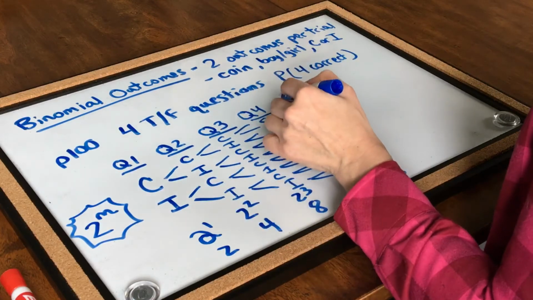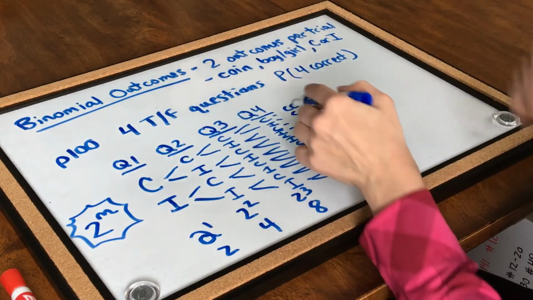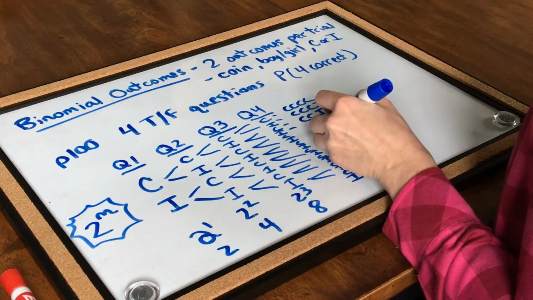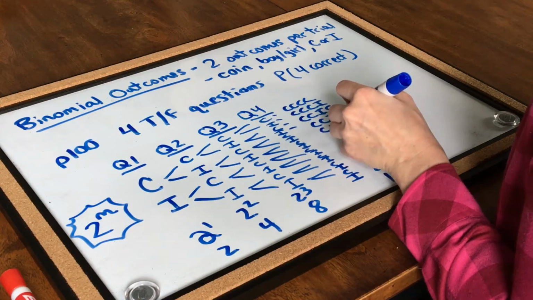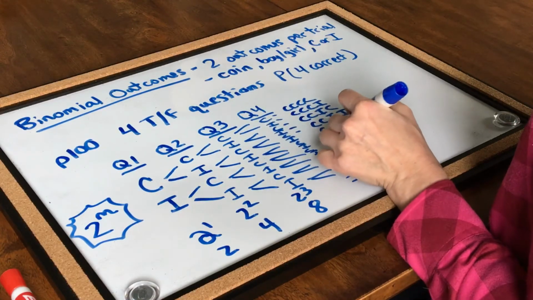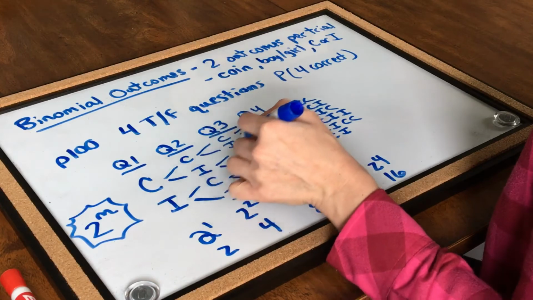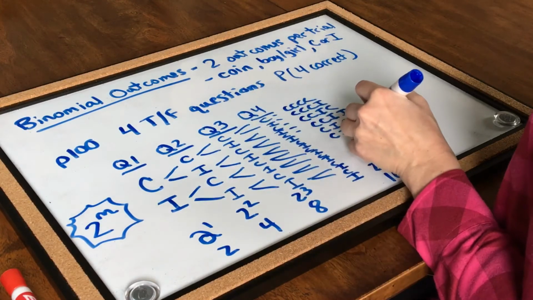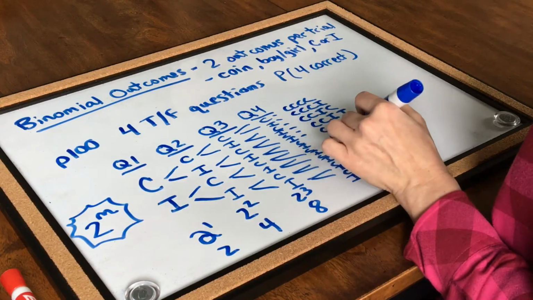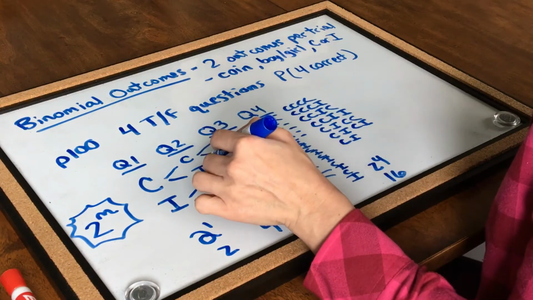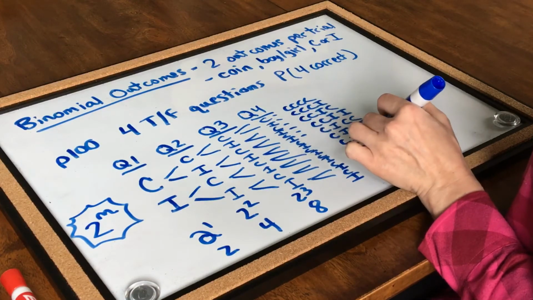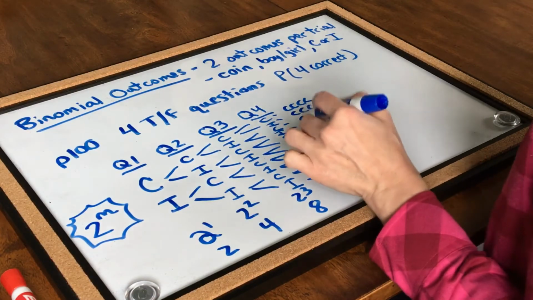Okay, so now I've done these 4. And I'm just going to check them off as I go to make sure I've got them all. So next up, I have correct, incorrect, correct, correct. That's this one. Then correct, incorrect, correct, incorrect. That's this one. Next up, I've got correct, incorrect, incorrect, correct, correct, incorrect, incorrect, incorrect.